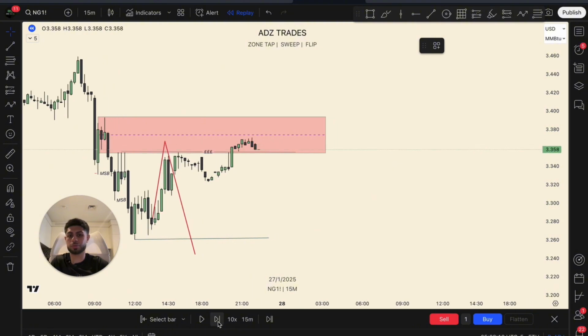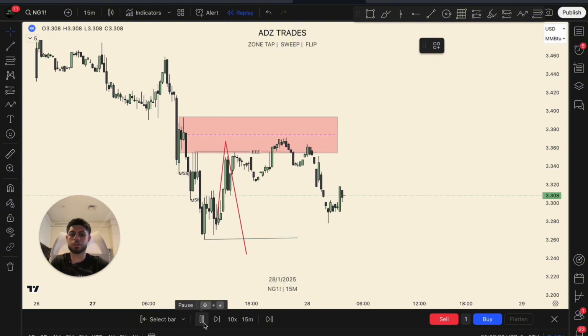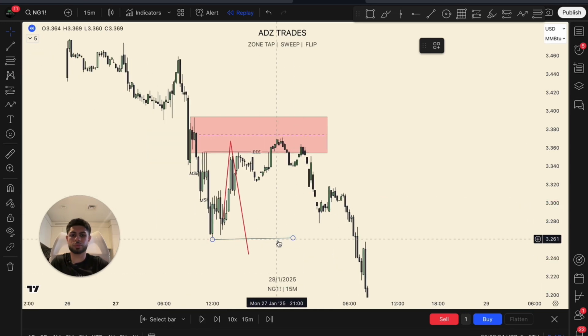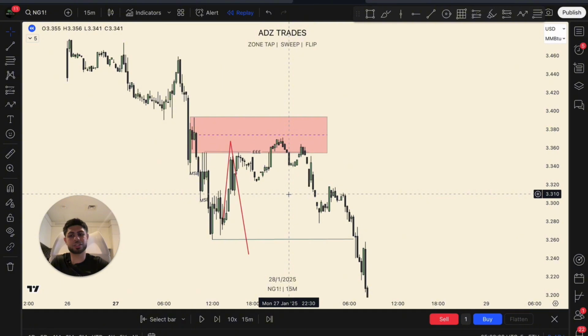There's the sweep. Tap into our supply zone. I'll play it a bit faster. Surprise, surprise. There's the dump. Everyone who entered early in the supply zone, smoked.